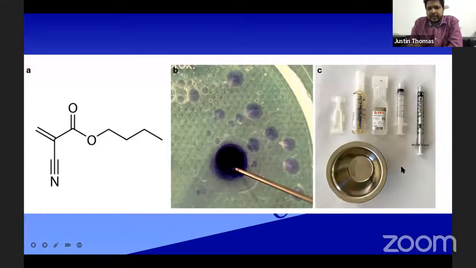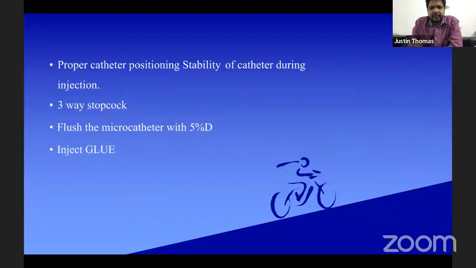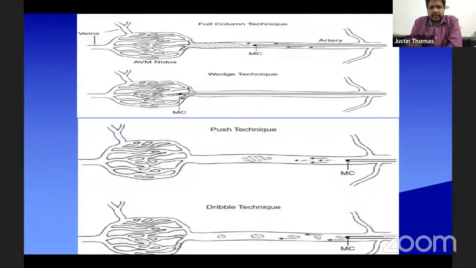Glue is prepared separately, and the catheter is flushed with 5% dextrose, and a glue-compatible 3-way stopcock is needed. For the injection of glue, various techniques are advised. This is the wedge technique, which is a continuous but steady injection of glue to occlude the arterial feeders and most of the nidus, and inject till the AVM is almost completely filled.